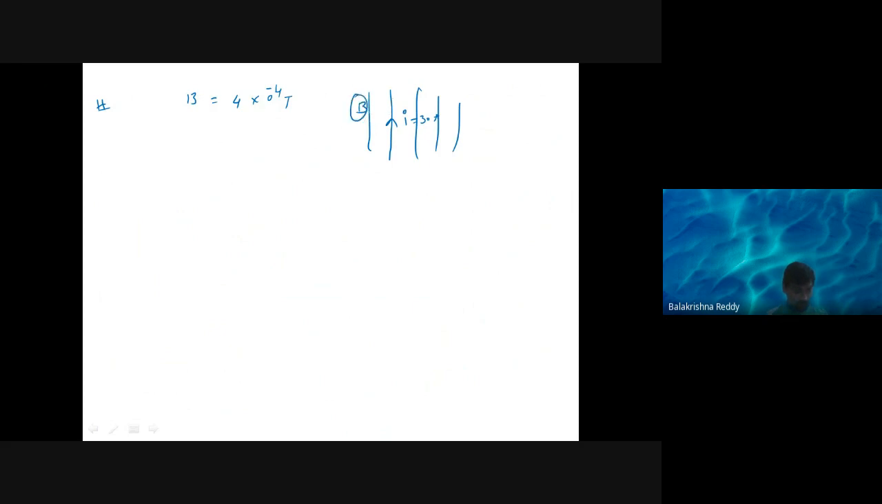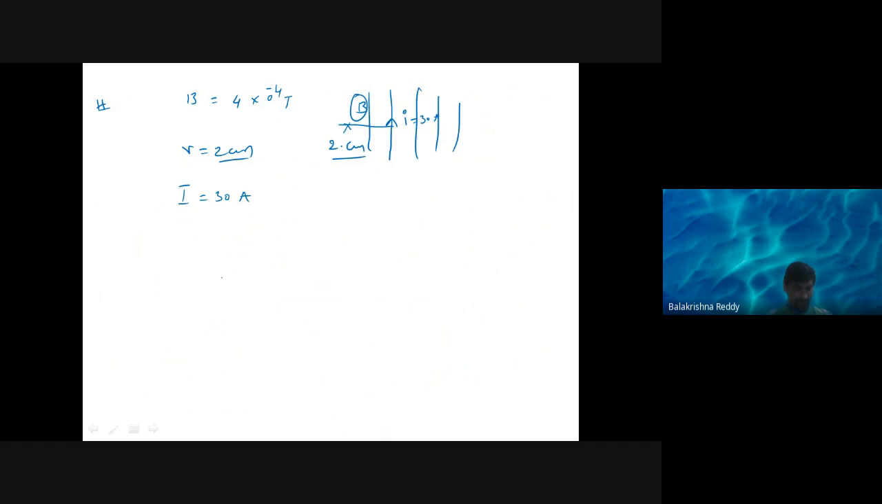Now find the magnitude of the resultant magnetic field at a point 2 centimeters away. Resultant magnetic field 2 centimeters away means R equal to 2 centimeters away from the wire. Now here how much current is flowing? 30 amperes. 2 centimeters is the radial distance given, the point where we are measuring. Now how can we find the magnetic field?